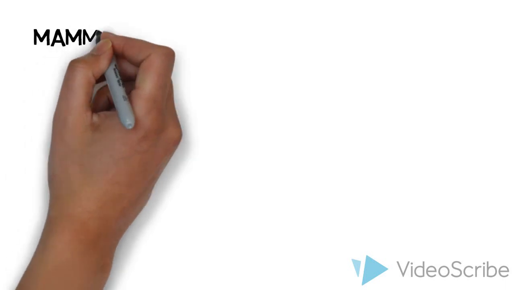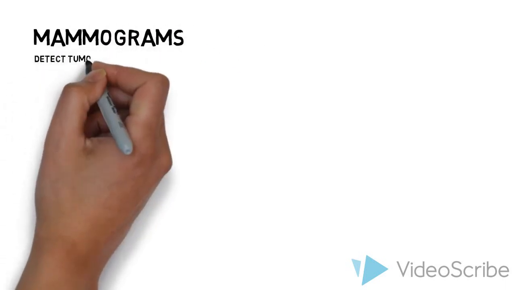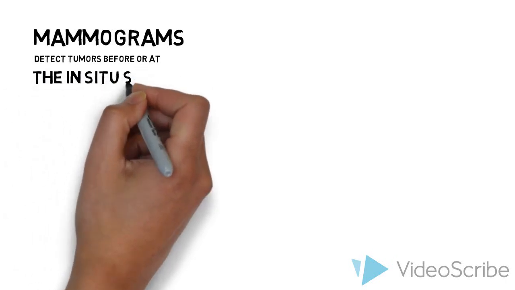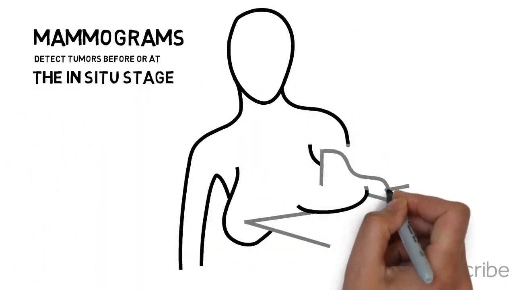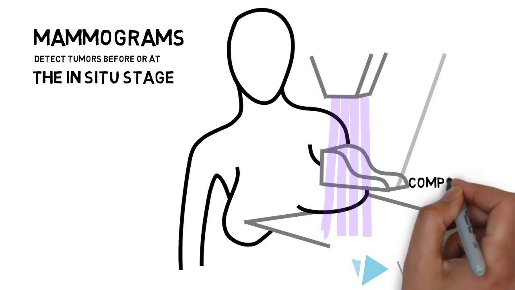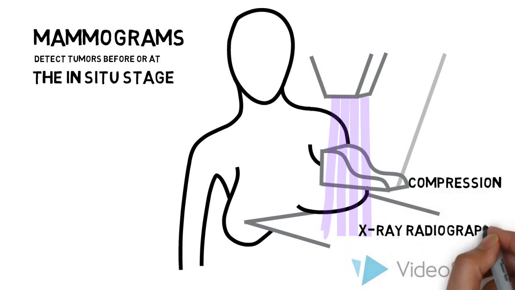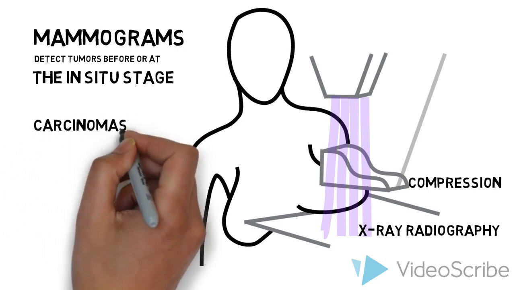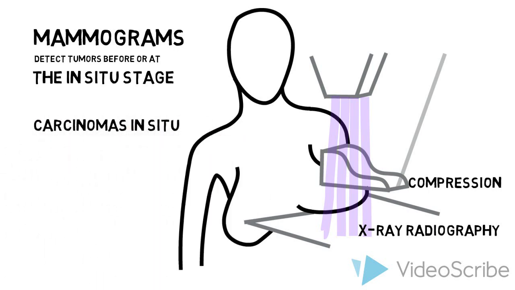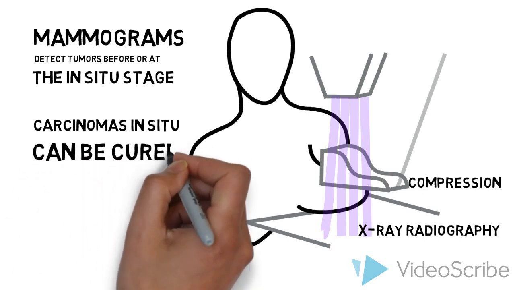Mammograms aim to detect cancers at early stages, either before or at the in situ stage, by measuring tissue density through compression and X-ray radiography. Detection at this pre-malignant stage is important, as carcinomas in situ are not invasive and can be curatively treated.